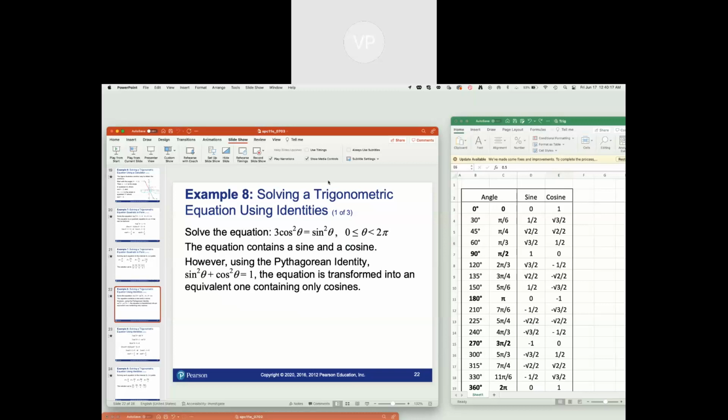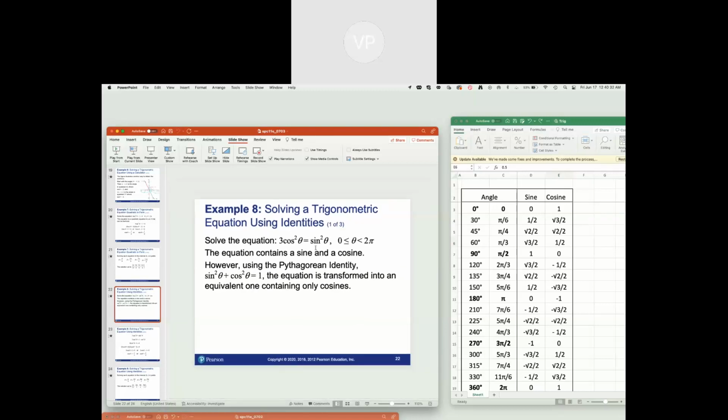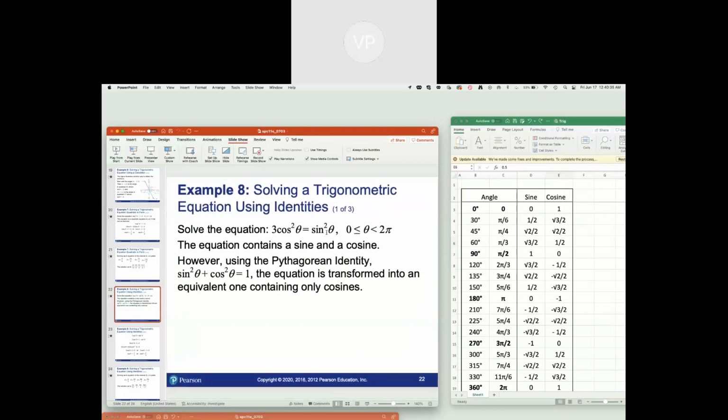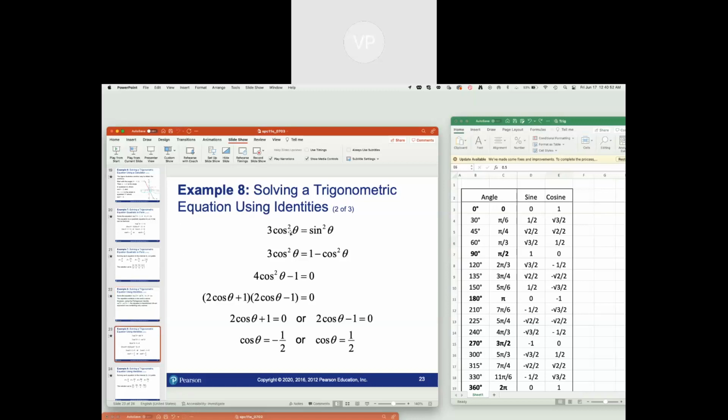Okay, so next one, we have this 3 cosine square equals sine square. This one's a little bit more unique, but watch what they did here, okay? So remember a while ago, I talked about that Pythagorean identity, where cosine square plus sine square equals 1. We can use that. When we have a cosine and a sine, that's kind of like having two different variables. This is like if I gave you the equation 3x squared equals y squared. It's kind of hard to solve because there's two different letters in only one equation. Same thing here, but because you have the identity, you can replace one of these.